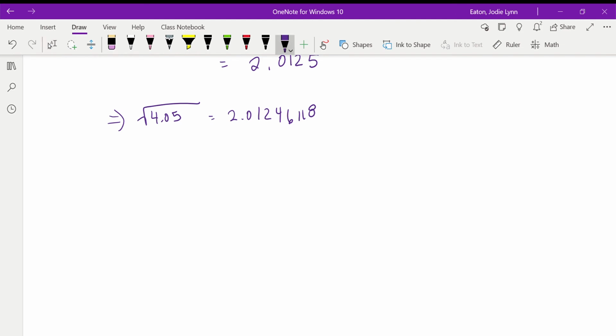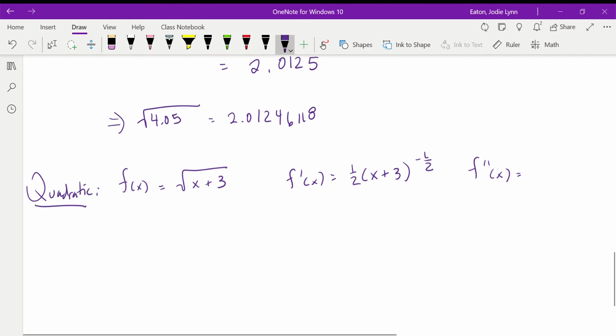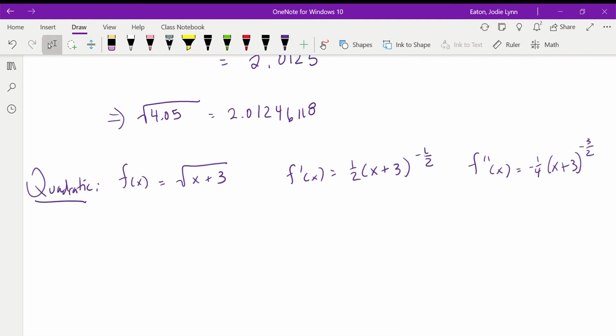So again, we have f of x equals radical x plus 3. We have f prime of x is 1/2 x plus 3 to the minus 1/2. And f double prime of x equals, let's write quadratic just so we know what we're doing here. And f double prime of x is negative 1/4 x plus 3 to the negative 3/2. And we have, from the last time, a equals 1, x minus a equals 0.05.